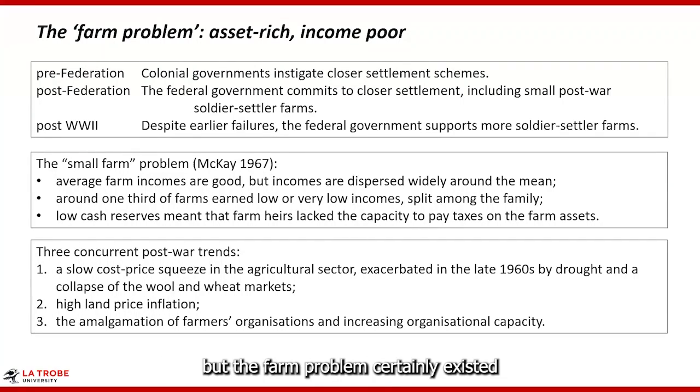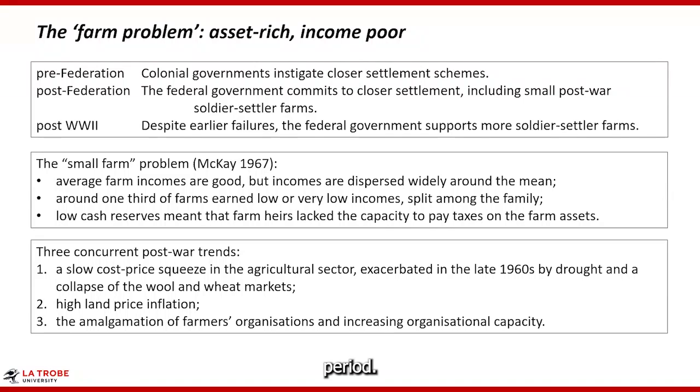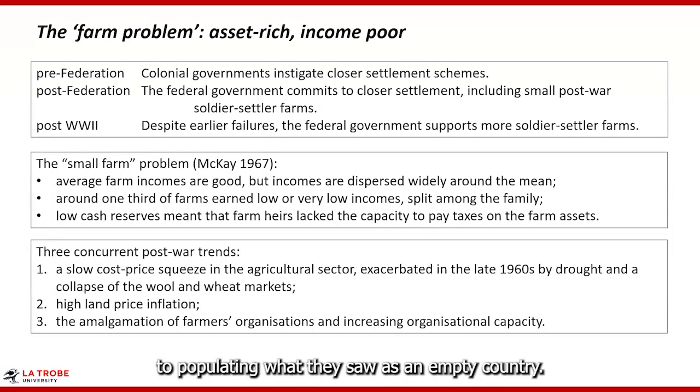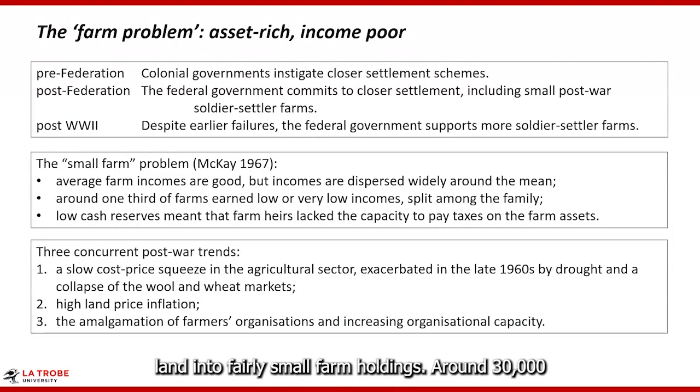But the farm problem certainly existed, and its historical origins also go back to the Federation period. Before and after Federation, Australian governments were committed to populating what they saw as an empty country, what we now call terra economics, a concept which has widely fallen into disgrace. They did this by initiating closed settlement schemes, subdivision of land into very small farm holdings.